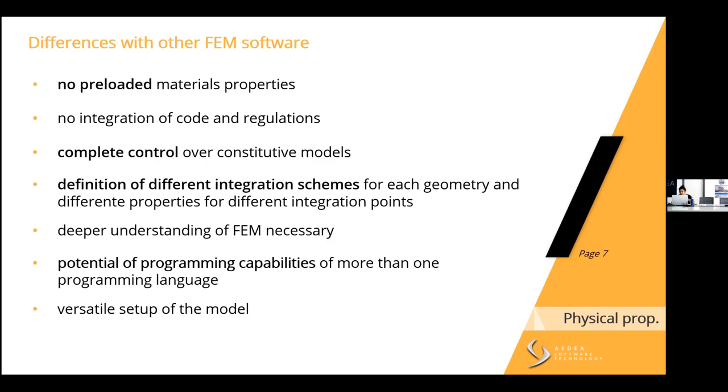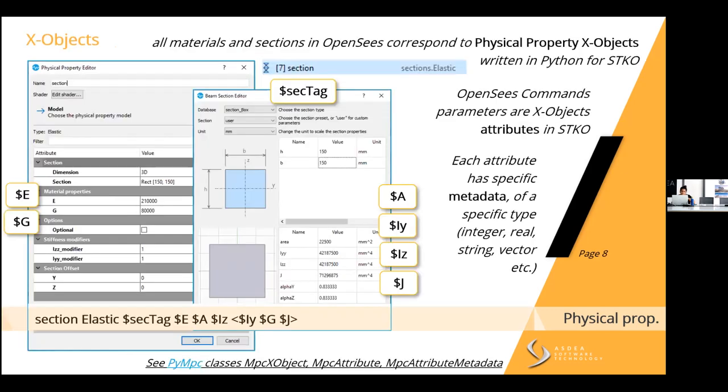But you can exploit the potential of the programming capabilities of two programming languages, STKO and Python. So, just to make an example of the comparison between STKO and OpenSees, to go a bit deeper into what a physical property is: this is a concept that does not exist in the OpenSees documentation.